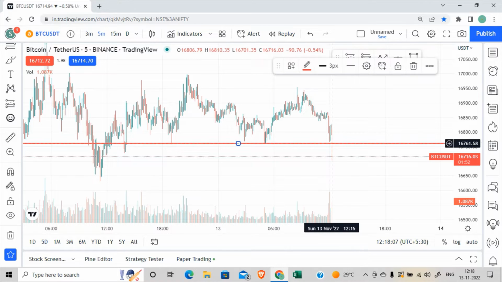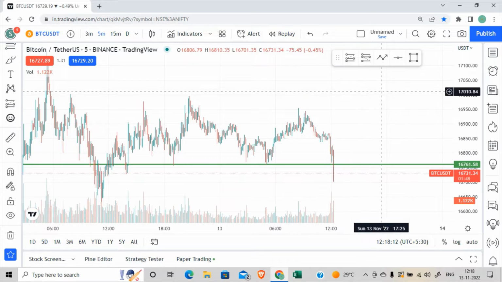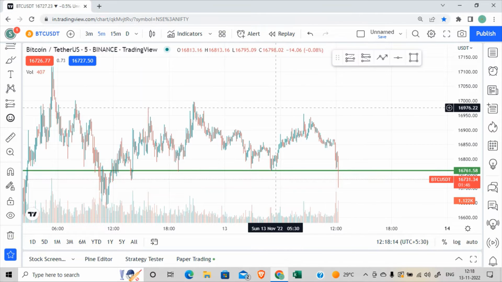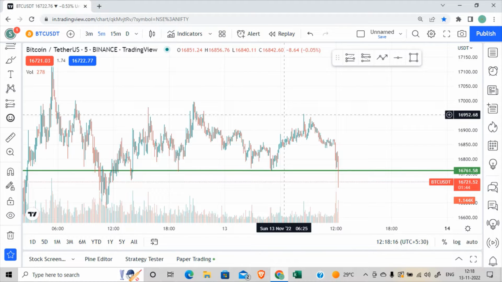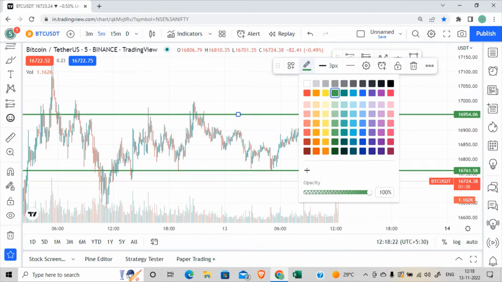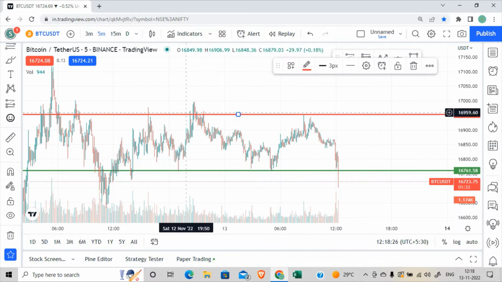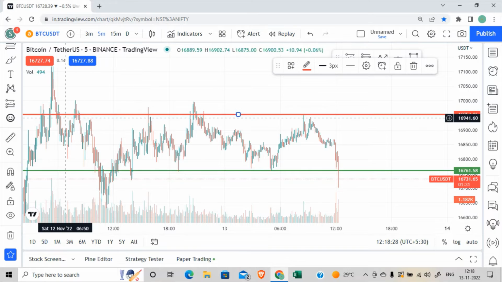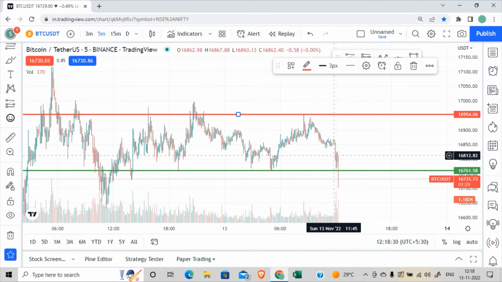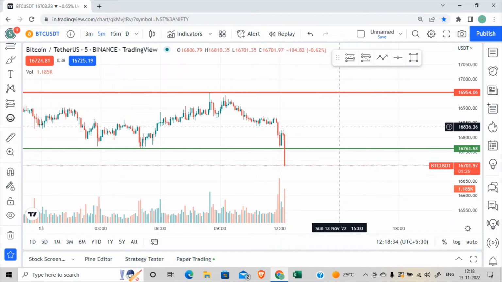Let's mark it as green. Now let's draw the resistance line. You can see the recent ones here in the 5 minutes time frame. Let's mark it as red. As you can see here, 1, 2, 3, 4, 5, 6. So this is basically how we draw support and resistance lines.